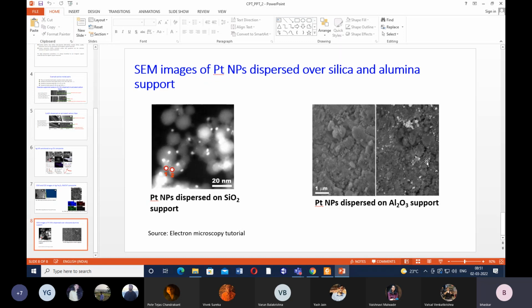I can also confirm that these particles are platinum nanoparticles by a measurement or analysis called EDS analysis. EDS means energy dispersive X-ray spectroscopic analysis. By this analysis, we can easily trace the presence of platinum nanoparticles on the surface of an alumina support. For the time being, let's just remember this, and I will go into the detail later.